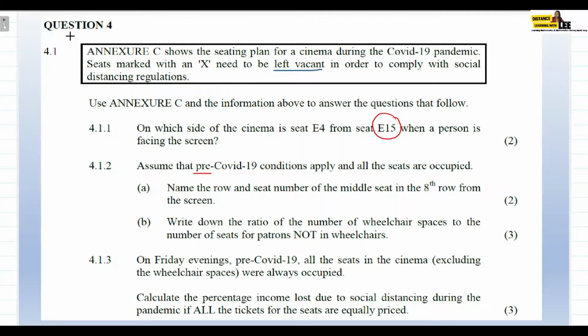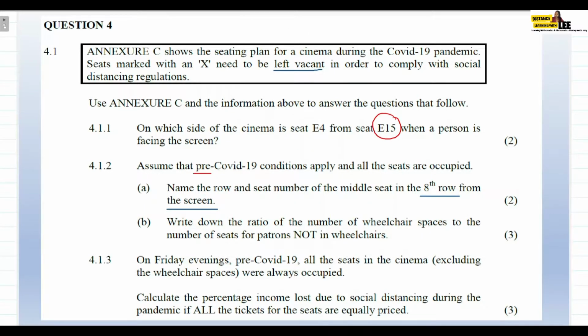Same thing with this question, guys. It's very important that we establish what our point of reference is, or what our starting point is. If they say from the screen, that means our point of reference is the screen. So we're going to move from the screen and move down 8 rows. Once we've determined what that row is, we need to find what the middle seat in that row is going to be.